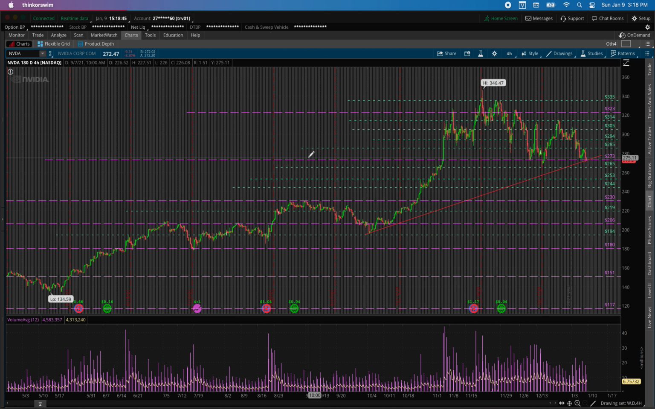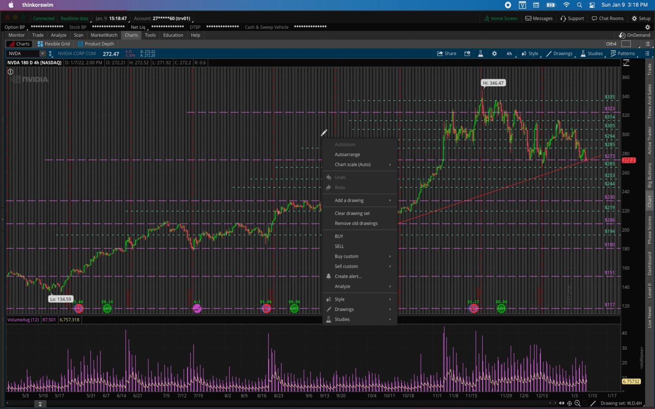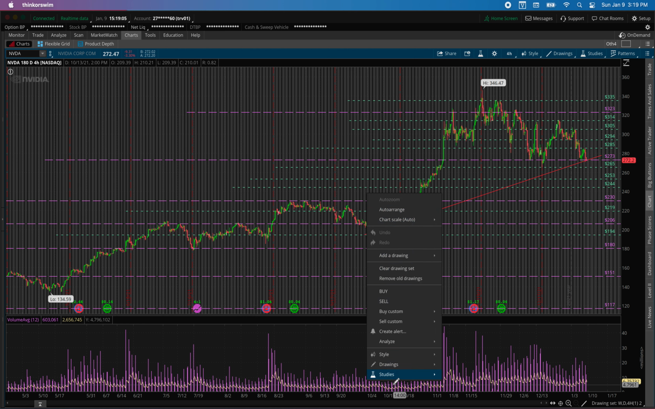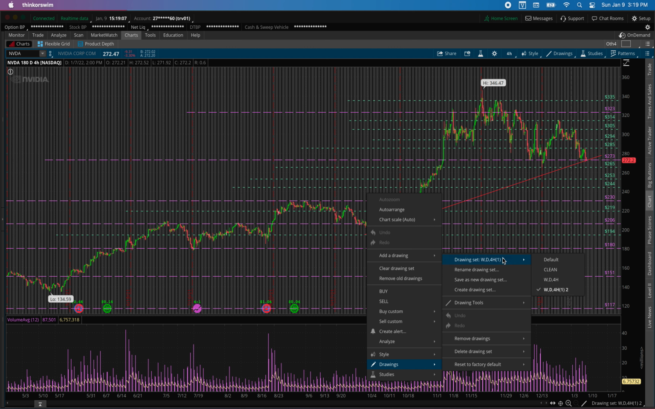Okay, so you can even duplicate this chart. I think there's a way to duplicate them. Yeah, right here, save as new drawing set. And what you can do is you're going to put 2. Okay, so now you have this clean one, right? You have a clean one. When you go to drawings, you have the normal one, which is this one, and then now you have the same exact one that has a 2.